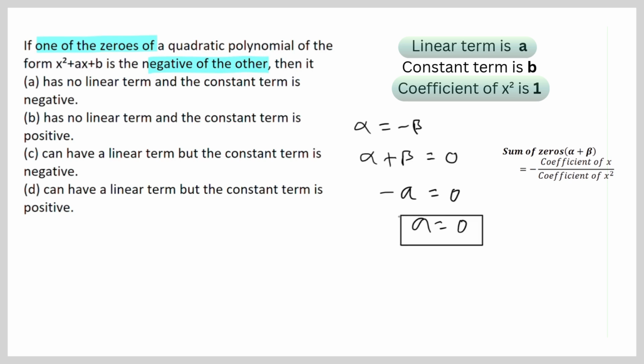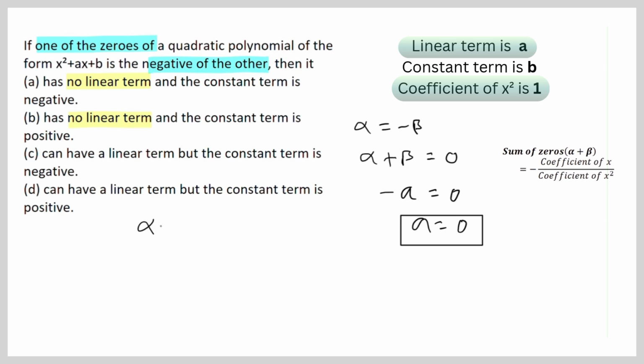So one thing is now clear, that here the linear term is 0. That means no linear term. We can say that it has no linear term. So other two are not correct. Now, but then we also have to find out the constant term.